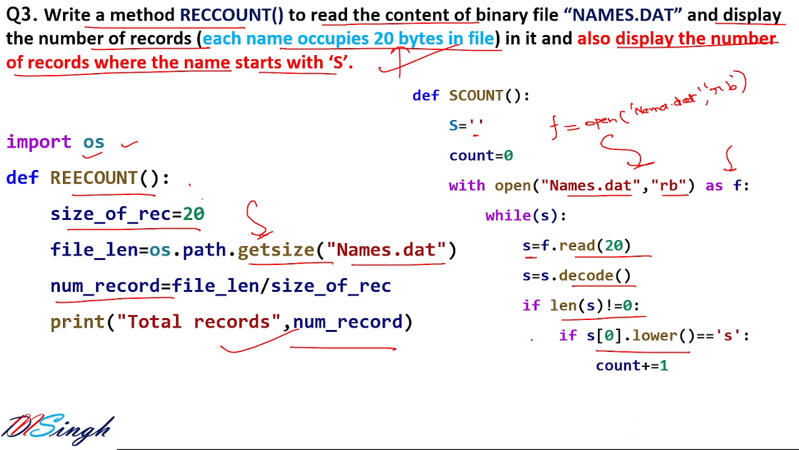Once the file is exhausted, what will happen? s will not have anything in it because read is going to return nothing, the end of file. Fine. When this happens, this while loop will terminate and we will come out of this statement. We need not close the file handle because it is opened through the with statement, which gives us the liberty not to close it, because Python does it automatically for us, and then at last we are going to display the value of the count. Okay, fine, that's it about this question.